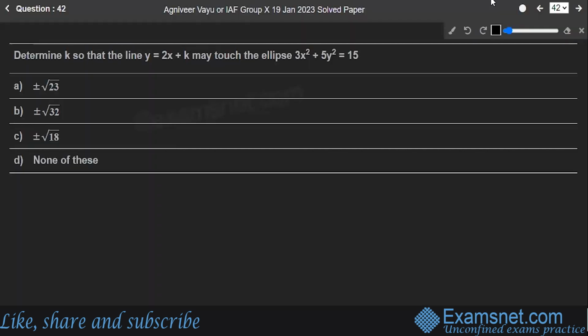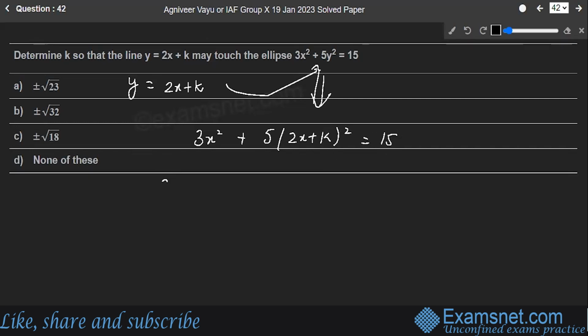Question number 42. Determine k so that the line y is equal to 2x plus k may touch the ellipse 3x squared plus 5y squared is equal to 15. So we have the line first: y is equal to 2x plus k. Now put the value of y in this ellipse, because they are touching. That means there is a point of contact between this ellipse and the line. So let's take the ellipse: 3x squared plus 5 into (2x plus k) squared is equal to 15.